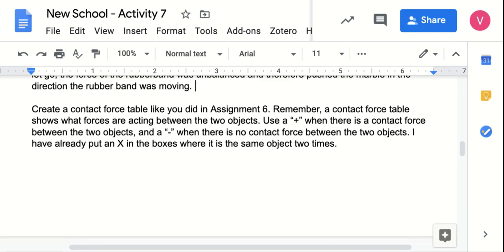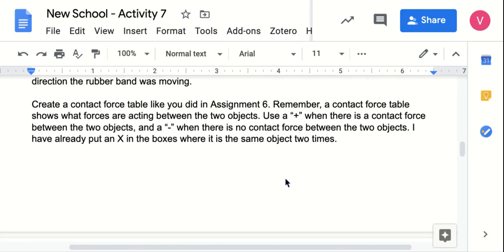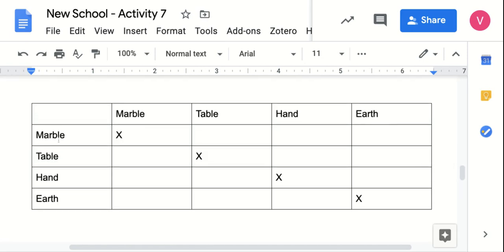So just like you did in assignment 6, you are going to create a contact force table. You're going to use a plus sign when there was a contact force between the two objects, and a minus sign, a negative sign, when there was no contact force between the two objects. I've already put an X in the boxes where it's the same two things. So you're going to go to the contact force table, and you're going to look at each row to each column. So for the first one, it would be marble to table.